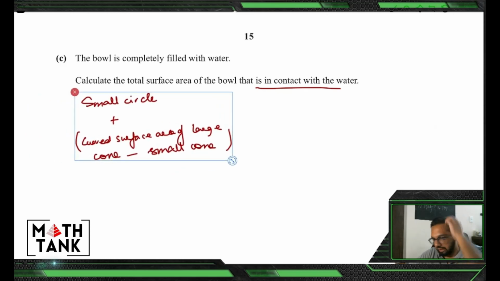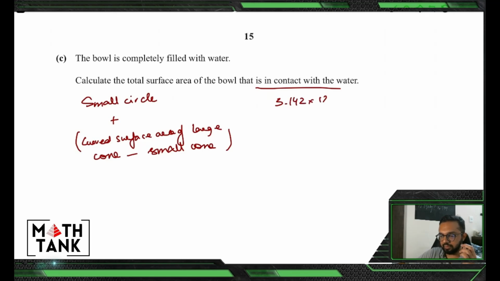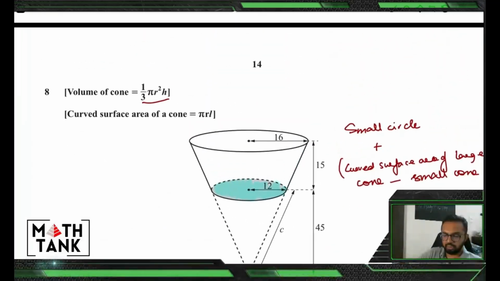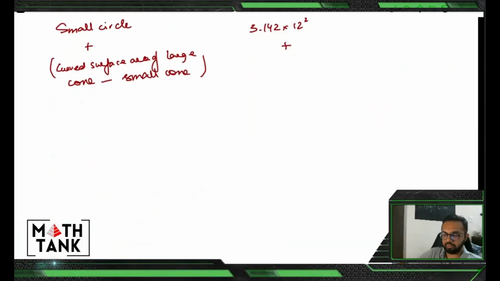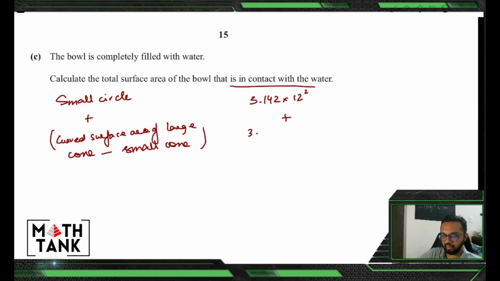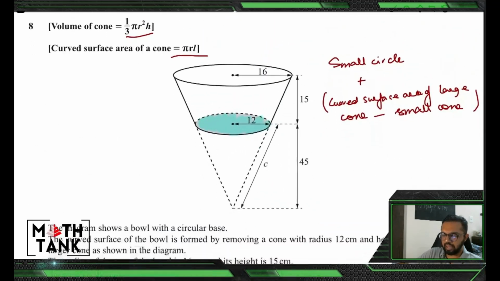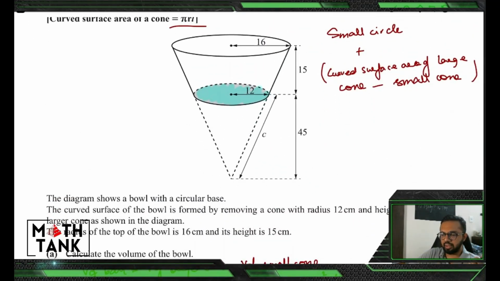Okay, now calculating this. 3.142 into 12 squared, that's plain and simple. What about the larger cone? So pi r L is the formula. That's what we are told right up here. Pi r L. So I'm going to say 3.142 into r, sorry, not r squared, r into L. L is the slant height.